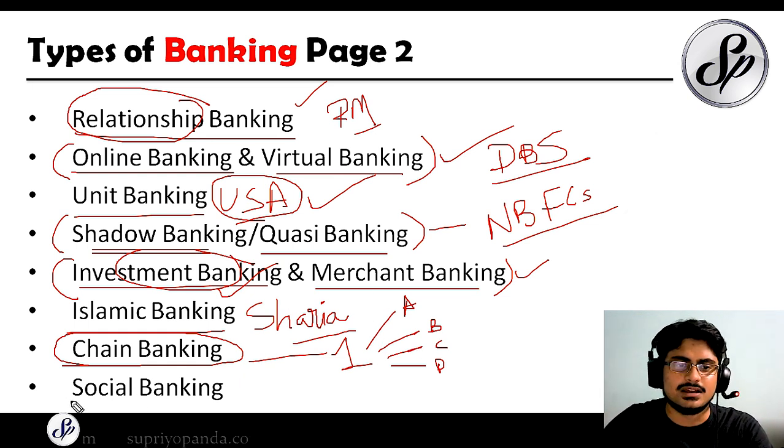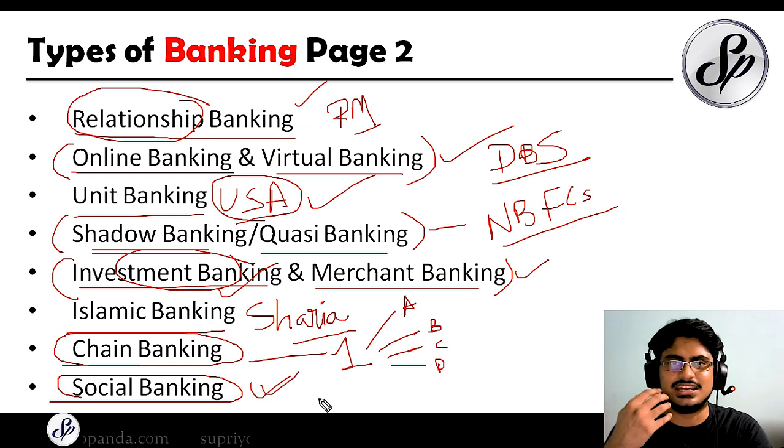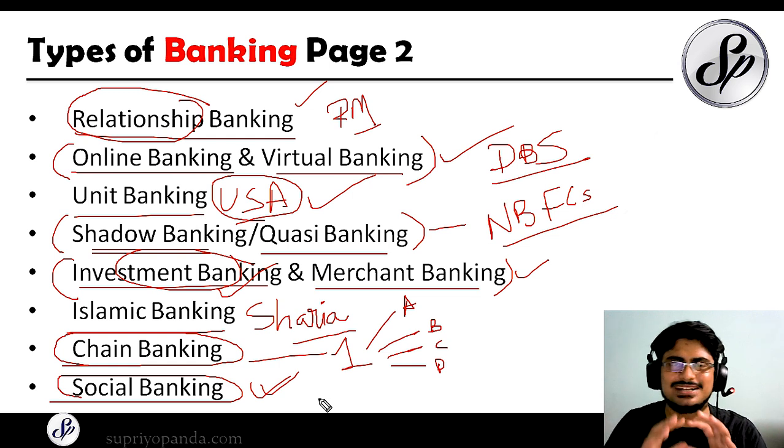And finally, the final thing is social banking. So by the name only you can understand that it actually just deals with the different kinds of financial inclusion, and the people are actually reaching the grassroots by this kind of banking arrangement. So that ends our types of banking.